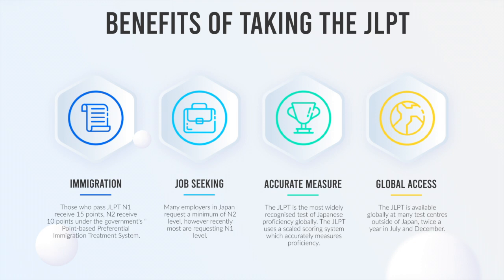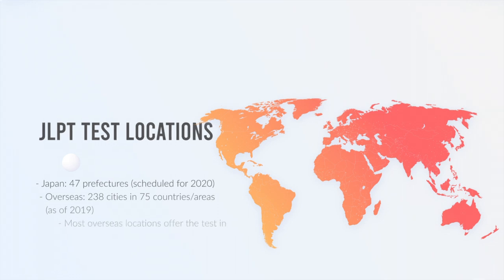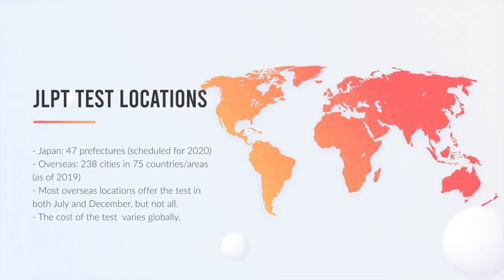The JLPT is an accurate measure of your reading and listening comprehension. It uses a scaled scoring system which reduces the chances of you scoring just based on luck. Finally, the JLPT is a globally accessible test available around the world, unlike other tests such as the Business Japanese test and the Kanji Proficiency test, which aren't available so easily. The JLPT is available in 238 cities in 75 countries. You can find a full list online, but the chances are the test is available in your country.